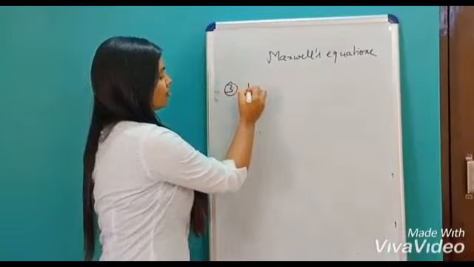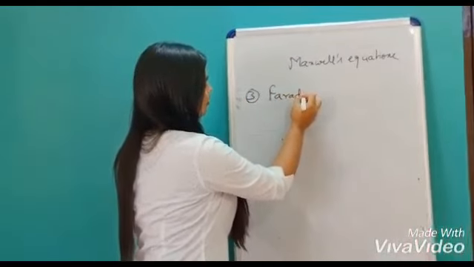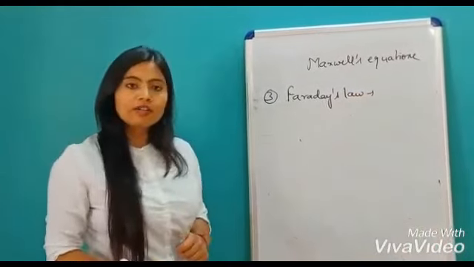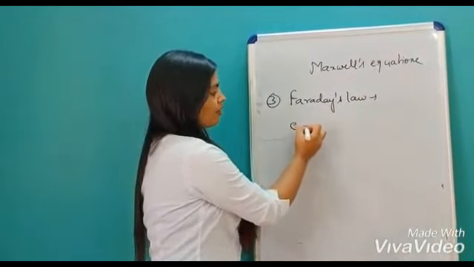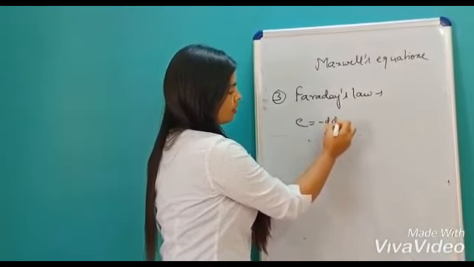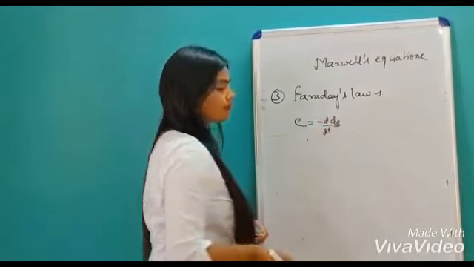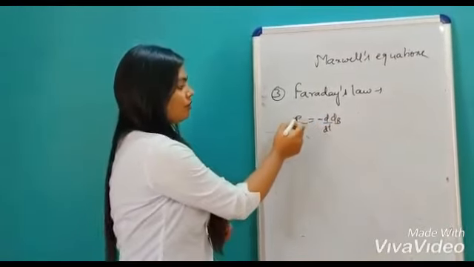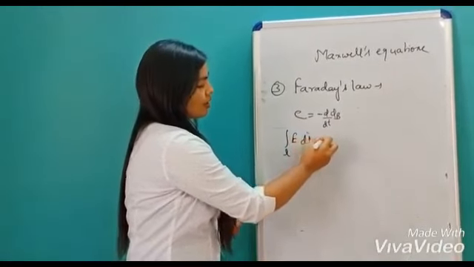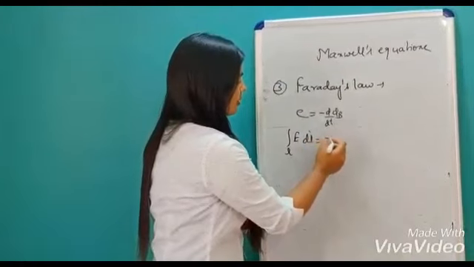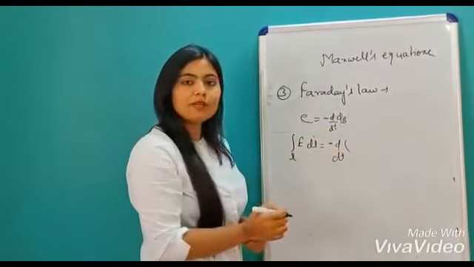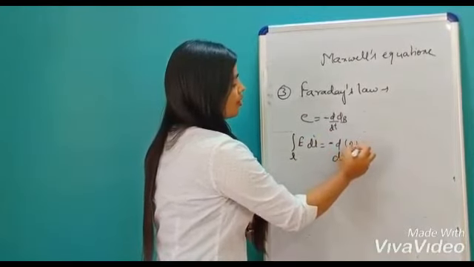Third law is Faraday's law. According to this law, induced EMF is equal to the negative rate of change of magnetic flux. The value of EMF is equal to line integral E dot dl is equal to minus d by dt phi B. The value of phi B is B multiplied by A.